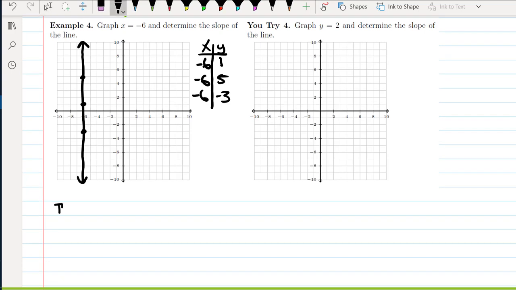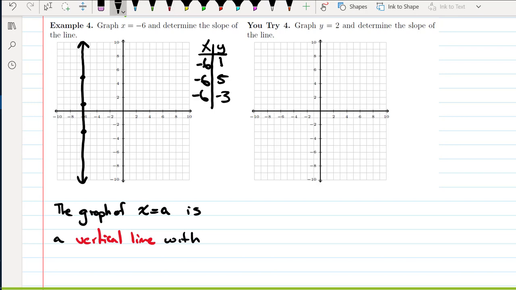So the graph of x equals a is a vertical line with x-intercept (a, 0).